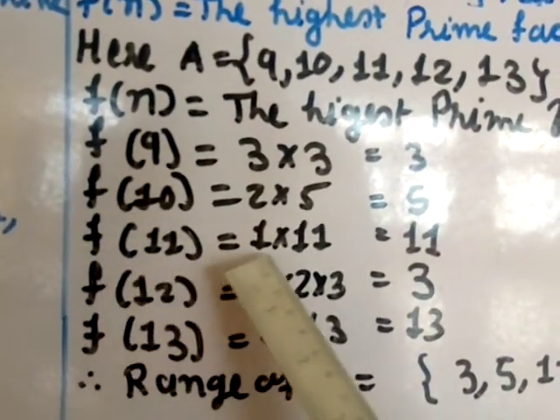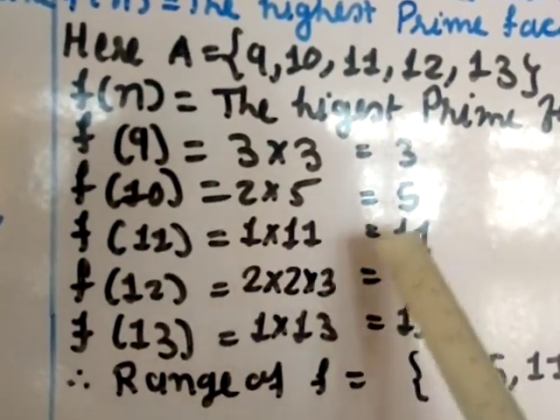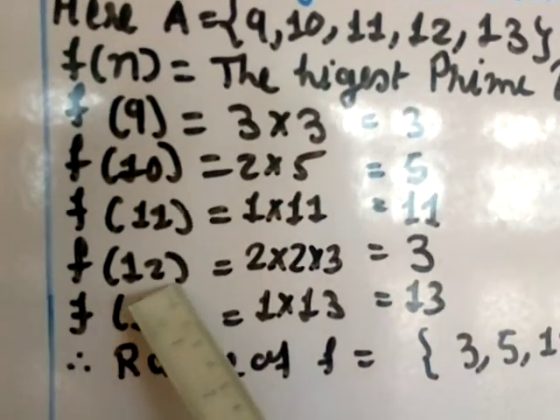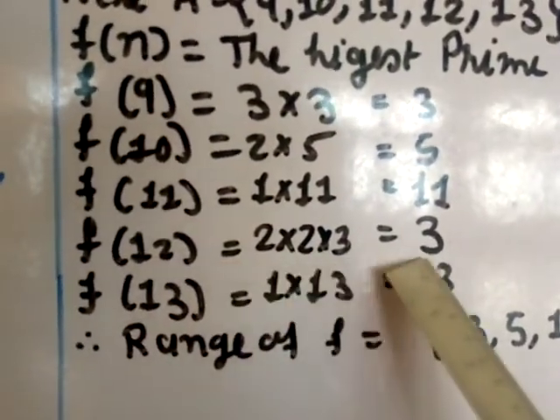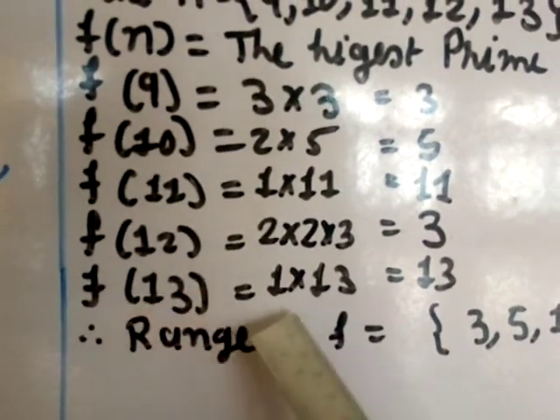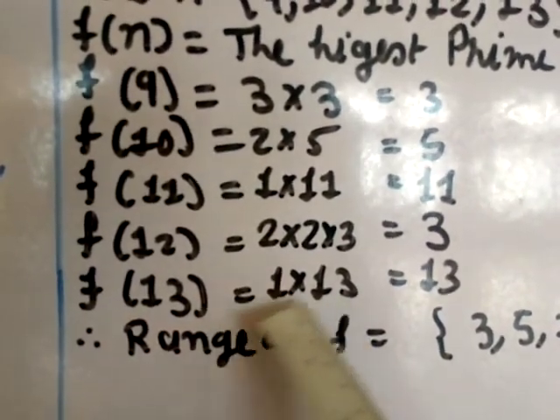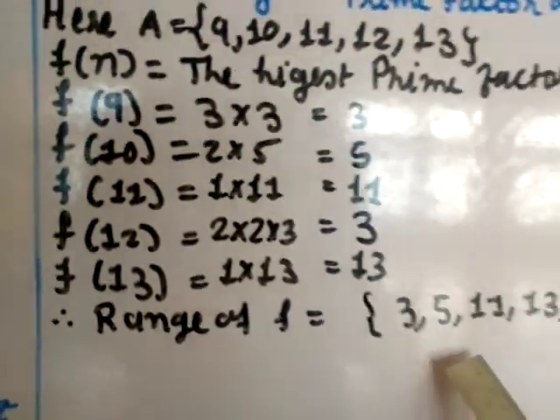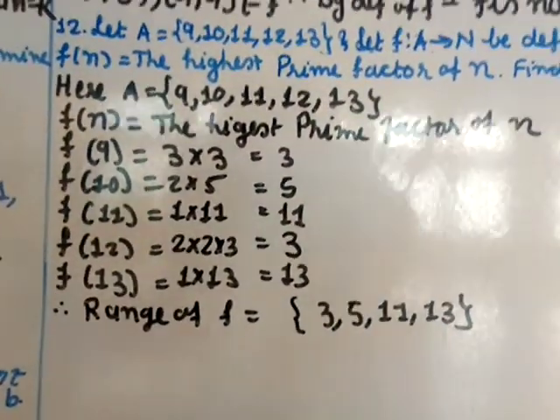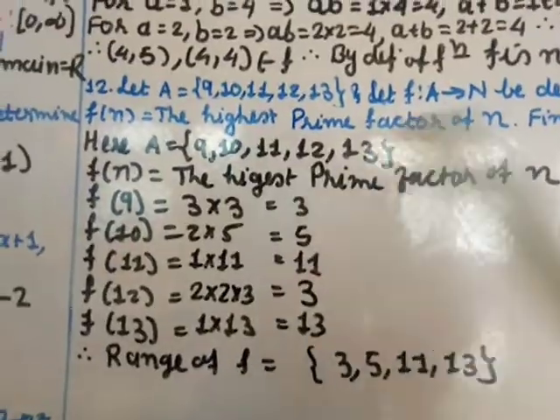Then F of 11, 1 into 11. 11 is the highest prime number, so 11. F of 12: the factors of 12 are 2 into 2 into 3. The highest prime number is 3. And F of 13, 1 into 13, so the highest prime number is 13. So the range will be {3, 5, 11, 13}. So this is the range of the given function.